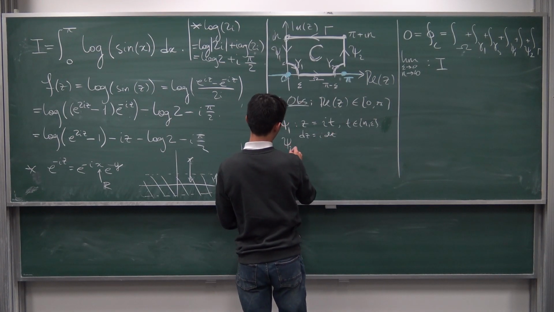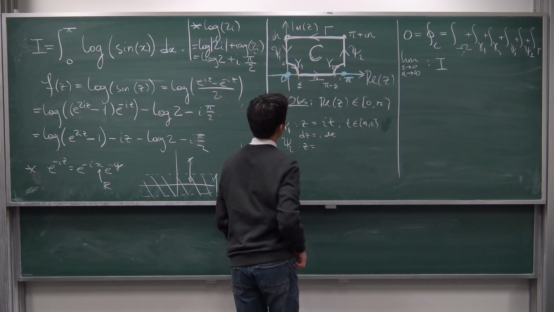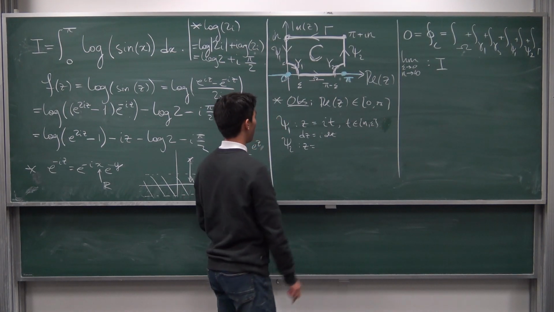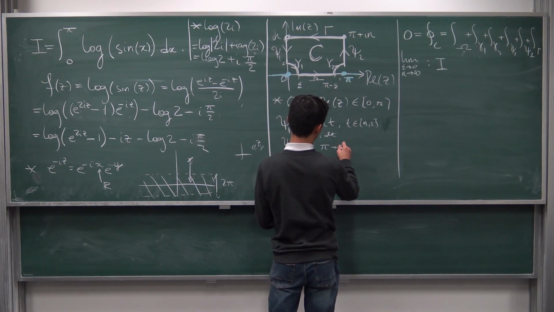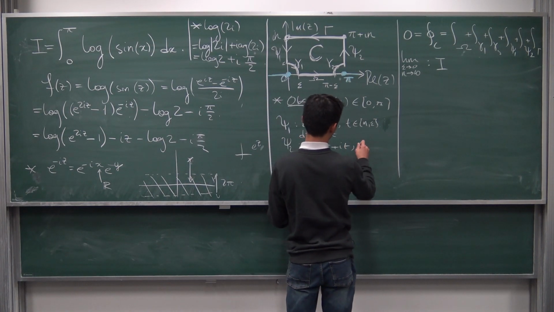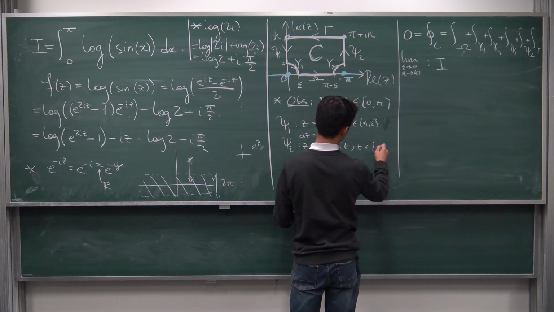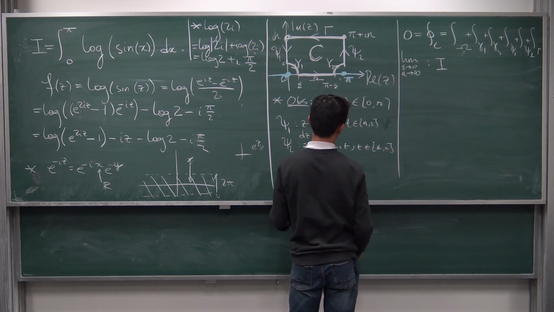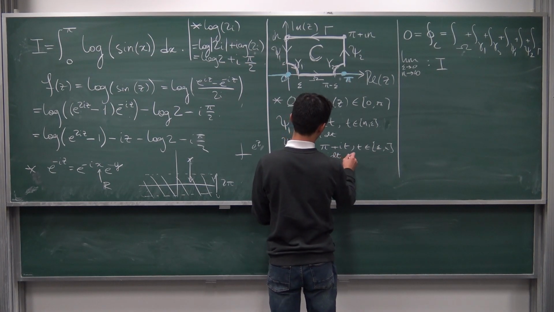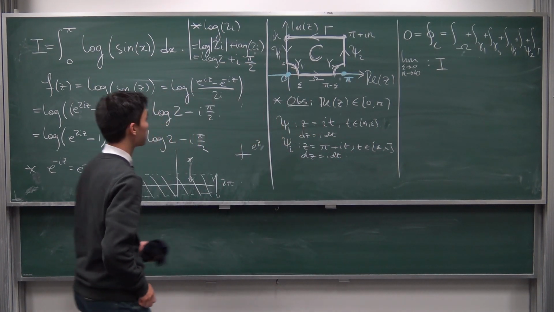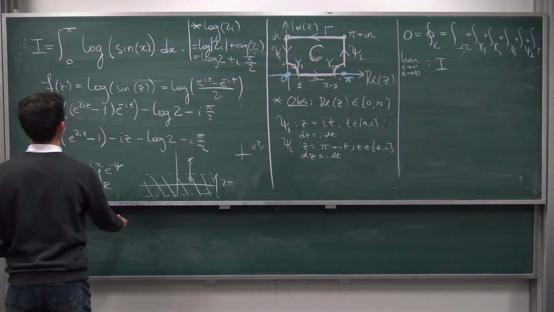And then for psi 2, every z on there, the real part is going to be exactly pi, and we're varying our imaginary part, so we have plus i times t here, and t this time is going to go from epsilon up to n, and dz, once again, is going to be i times dt. So those are our parameterizations there. Let's plug that into our integral.